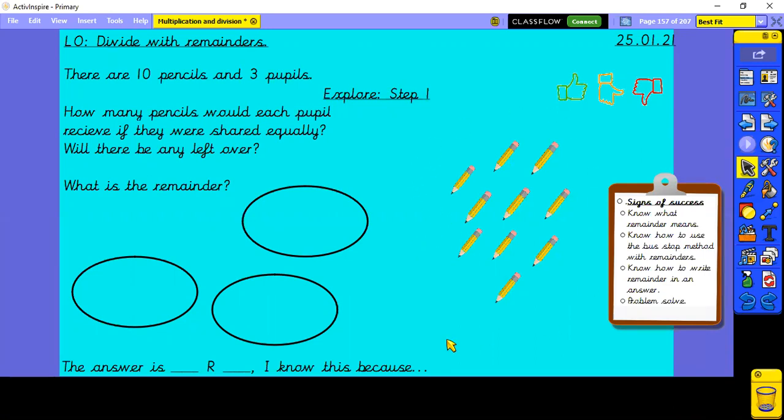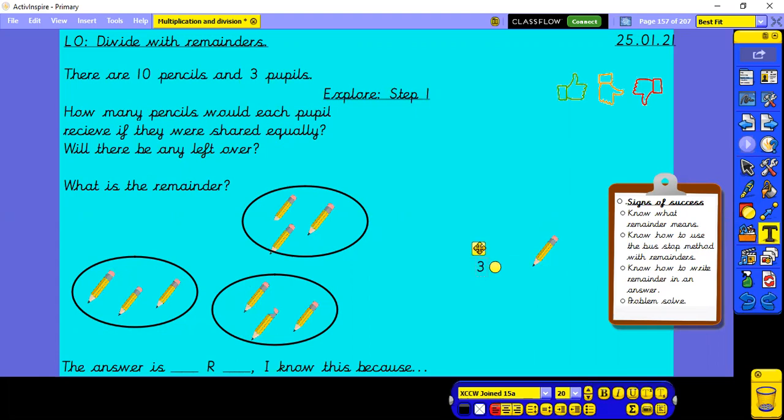Okay, so let's see what our remainder will be. I'm going to start sharing my pencils into 3 equal groups because we have 3 pupils, and we'll see what our remainder is. So 1, 2, 3, 1, 2, 3, 1, 2, 3, and now I've got 1 left over that I can't split equally into the 3 groups. So we've got 3 pencils in each group and 1 left over.